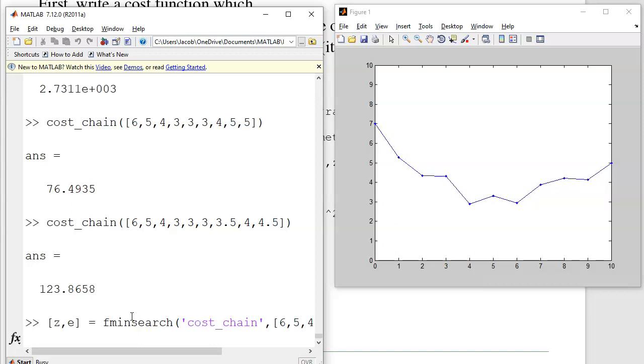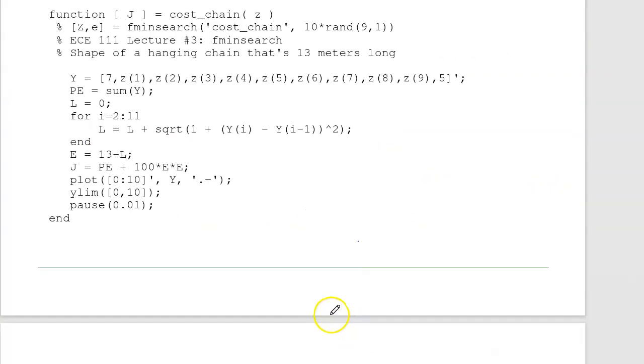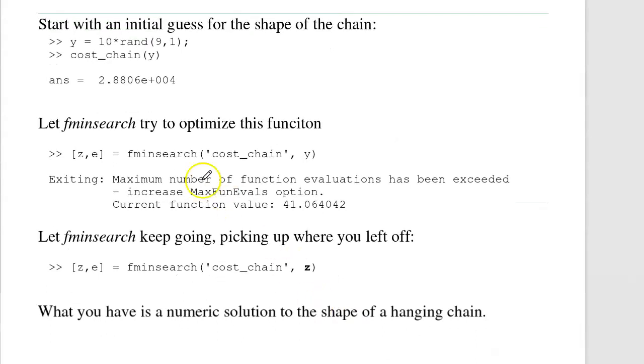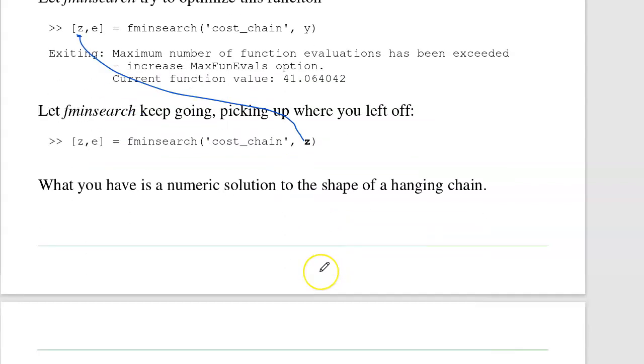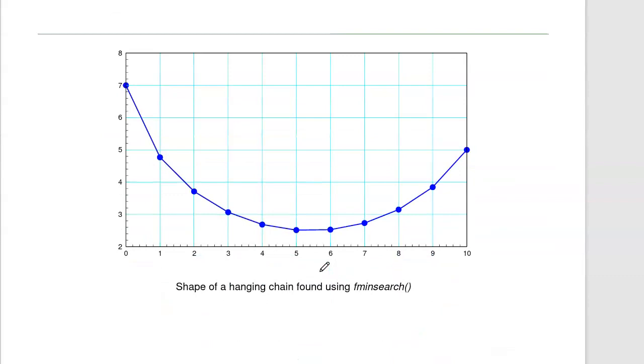Let that run for a bit. If you let that run for a while, eventually it'll kick out and it might find the right answer, or it might kick out due to max iterations. In this case, when I ran it with a random initial condition, it kicked out due to max iterations. To find the minimum, I'm going to take the answer that I got and run it again using that as my initial point. So it tells MATLAB to start where you left off, keep going, can you do better? And eventually it winds up with this solution.